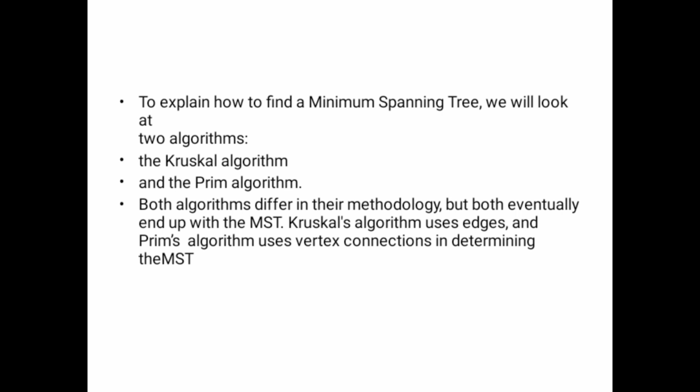And to find a minimum cost spanning tree, we have two algorithms. One is Kruskal's algorithm and the other is Prim's algorithm. Both algorithms differ in their methodology, but both eventually end up with a minimum cost spanning tree. Kruskal's algorithm uses edges and Prim's algorithm uses vertex connections in determining the minimum cost spanning tree. These are the definition of minimum cost spanning tree, and there are two important algorithms to find the minimum cost spanning tree, that is Kruskal's and Prim's algorithm, which we will learn in the next class.